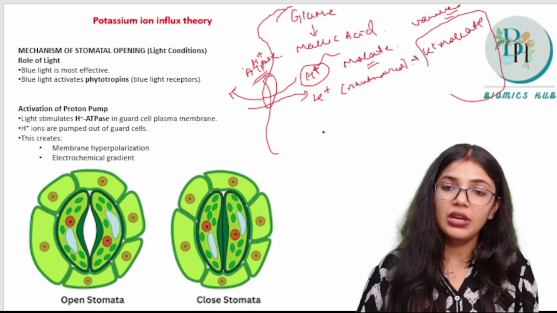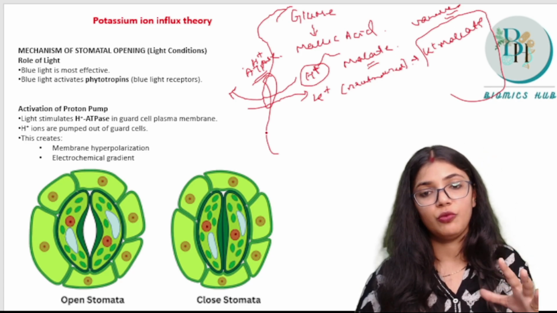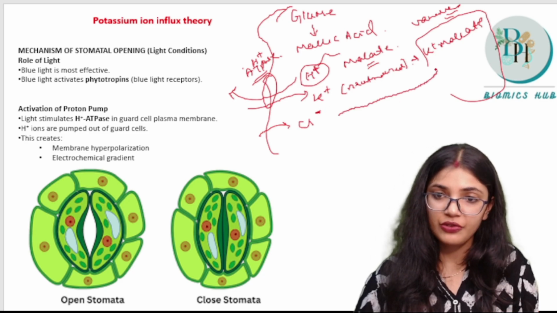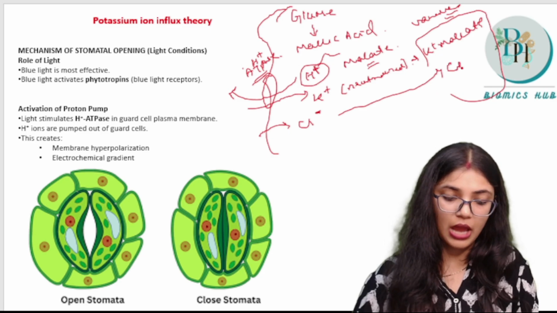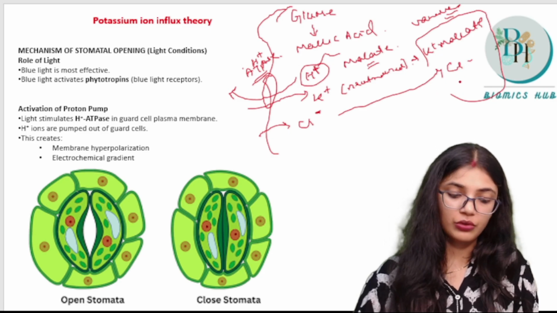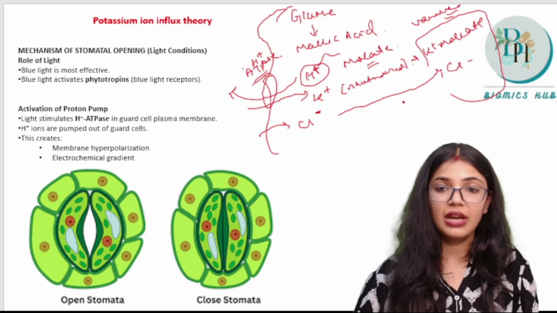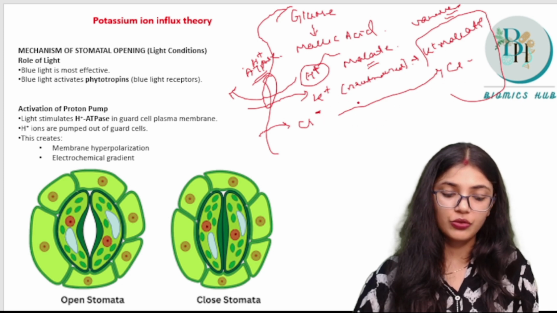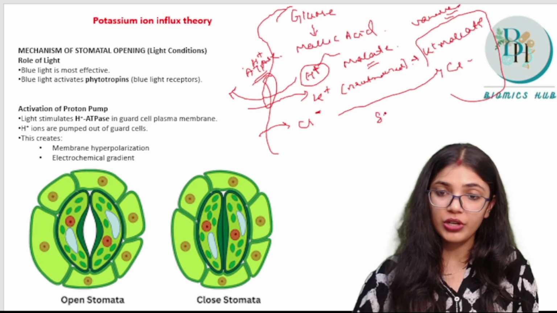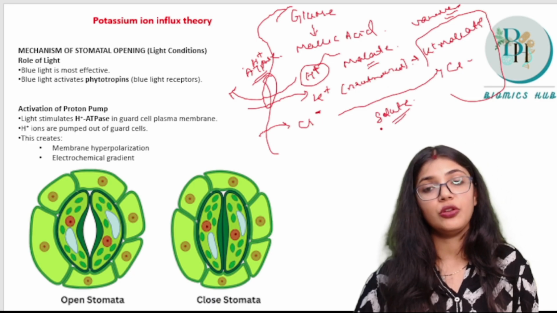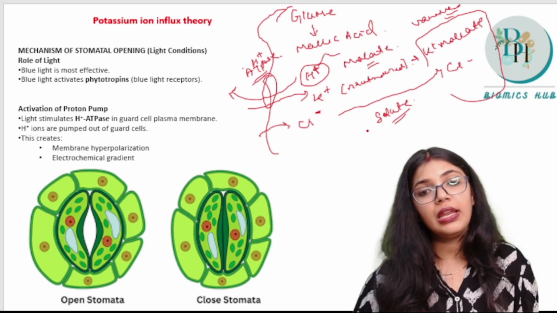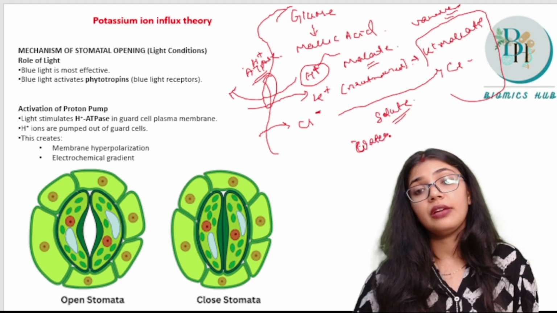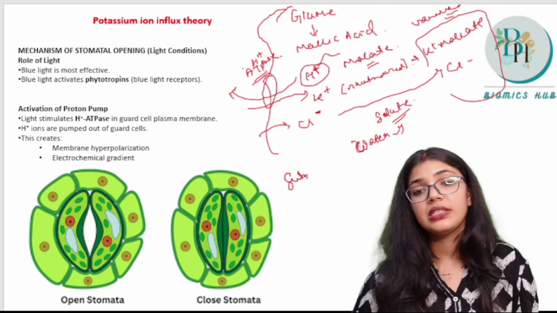Now, for maintaining the osmolarity, the chloride ion which is present is also transferred into the vacuole. So there is a rise in osmotic potential; the osmotic potential is now higher in the guard cell. Due to the high solute concentration inside the guard cell, there is endosmosis, so water enters the guard cell from the subsidiary cell.